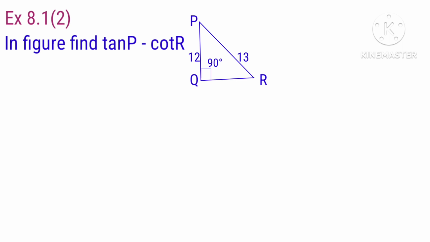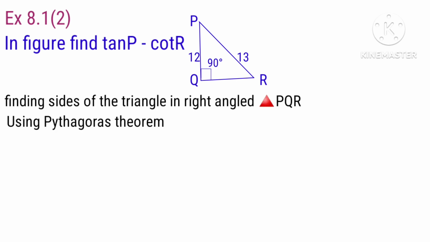So here P, Q and R are given. In that, Q is a 90 degree angle. So the opposite to Q is hypotenuse, that is P and R, which is 13. Then P and Q is 12, that is perpendicular. And Q and R is base, and we have to find the value of base. How can we find the value of base? By using Pythagoras theorem. If two sides are given and we have to find one side, we can apply Pythagoras theorem.